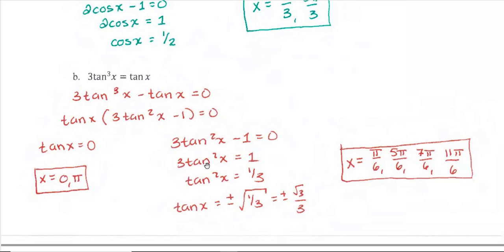Here, 3 tangent squared minus 1, add 1, divide by 3, plus or minus the square root of 1/3 is positive and negative square root of 3 over 3. So I need to know where is the tangent equal to positive root 3 over 3? That's going to be in quadrants 1 and 3. And where is the tangent equal to negative square root of 3 over 3? And that's going to be in quadrants 2 and 4. And those angles are going to be pi over 6, 5 pi over 6, 7 pi over 6, and 11 pi over 6.